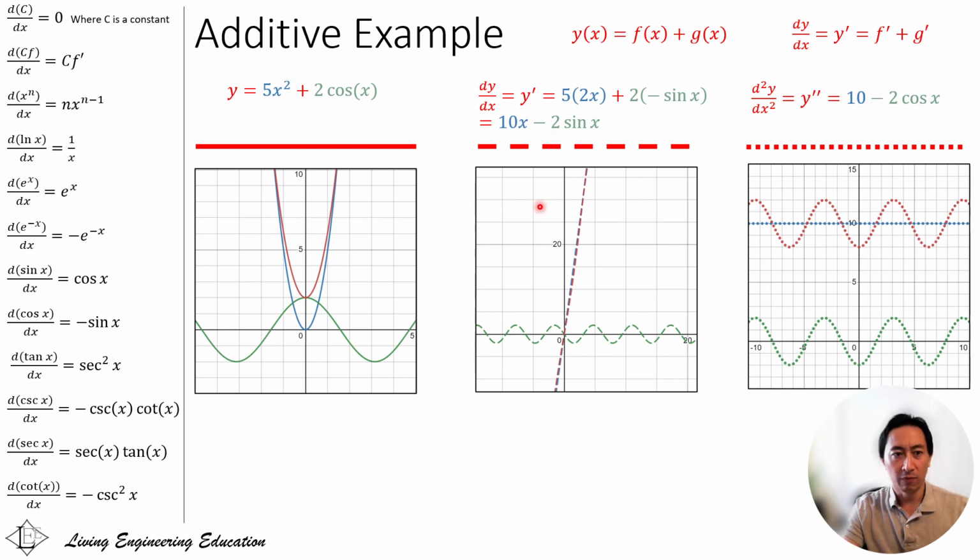So hopefully that's clear. This constant multiplied by a derivative form shows up over and over. So that's why this one is also very important. Let's take a look at another example. Let's take a look at a subtractive example.